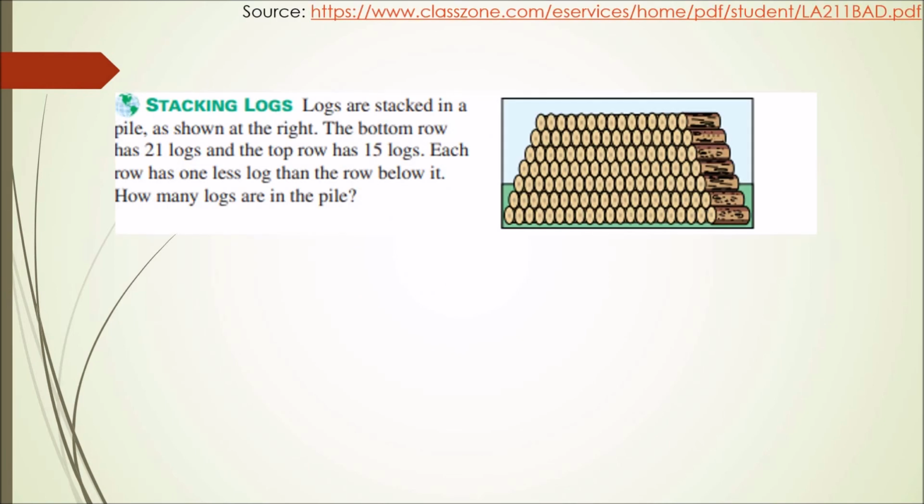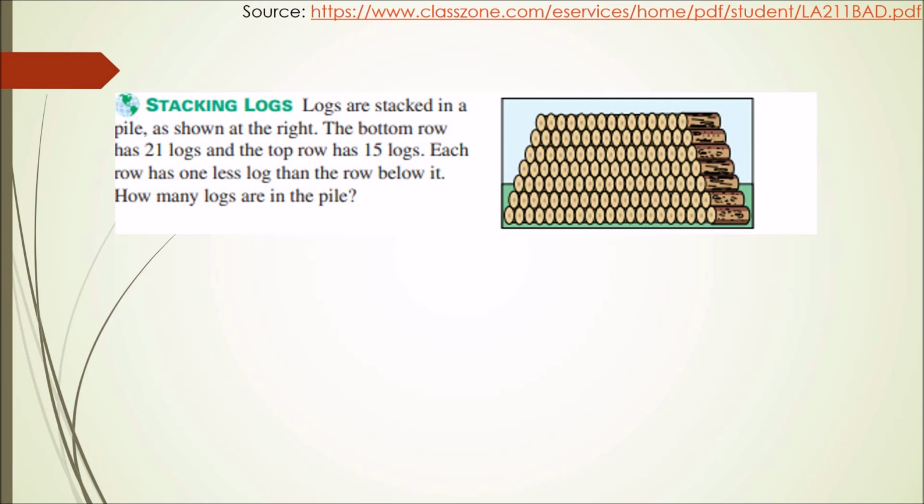So I don't own this question. I actually got this question online. So let's see if we can actually solve this question. Logs are stacked in a pile, as shown at the right. The bottom row has 21 logs, and the top row has 15 logs. Each row has one less log than the row below it.